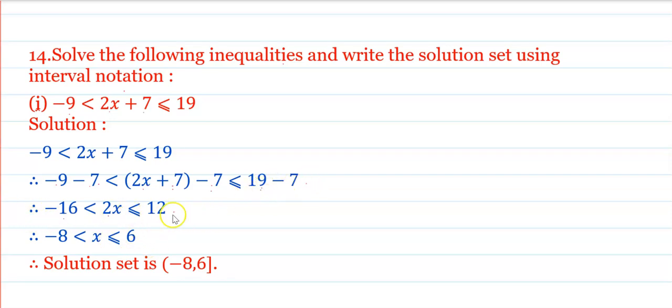Now divide this inequality by 2, then you will get 16 upon 2, minus 8, 2x upon 2, x, 12 upon 2, then you will get 6. And hence the interval, that is the solution set, is minus 8, which is open, and 6 is closed.